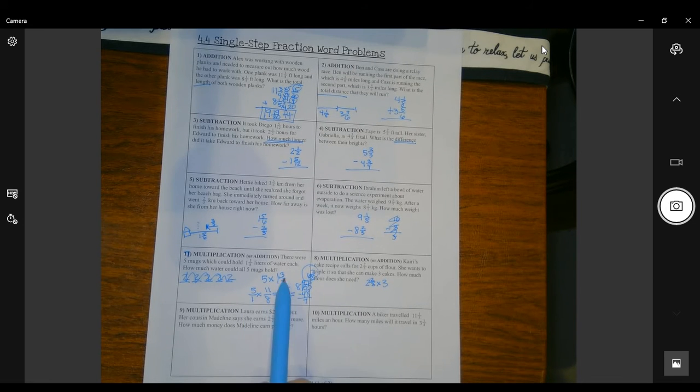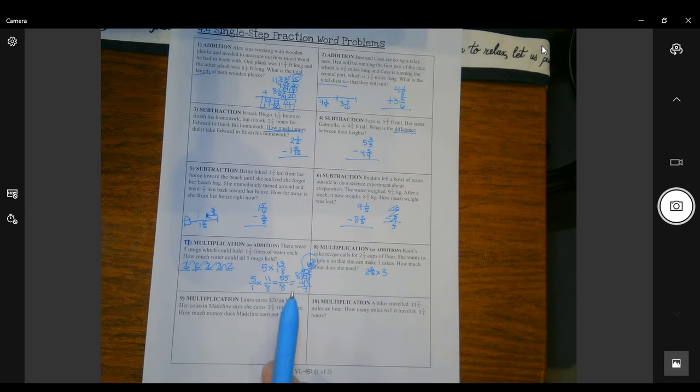Put whole numbers over 1 and change any mixed numbers into improper fractions. All right, the last 2 on this page says Laura earns $20 an hour. Her cousin Madeline says she earns 2.5 times more. How much money does Madeline earn per hour? Let's make it easy numbers.